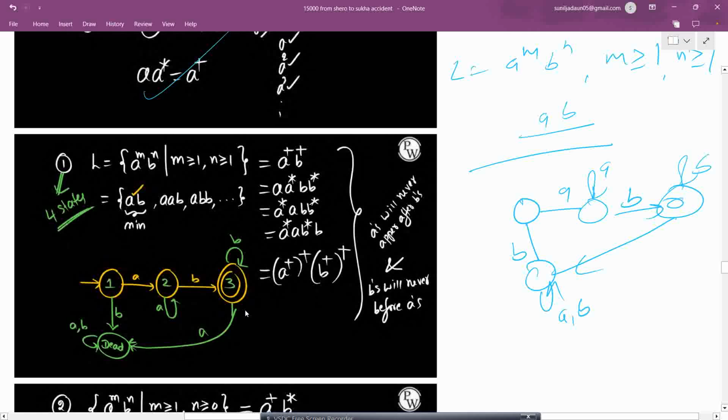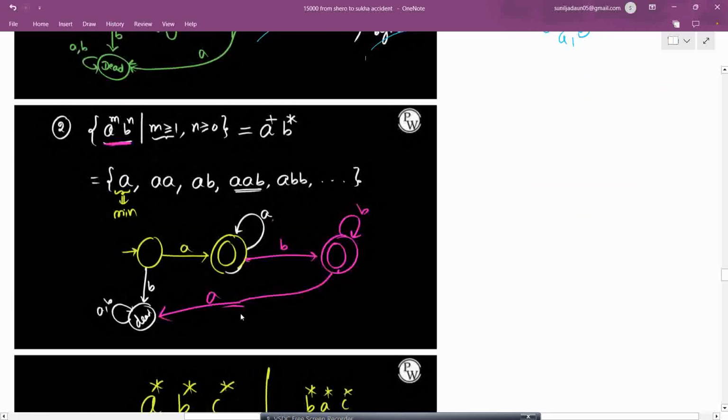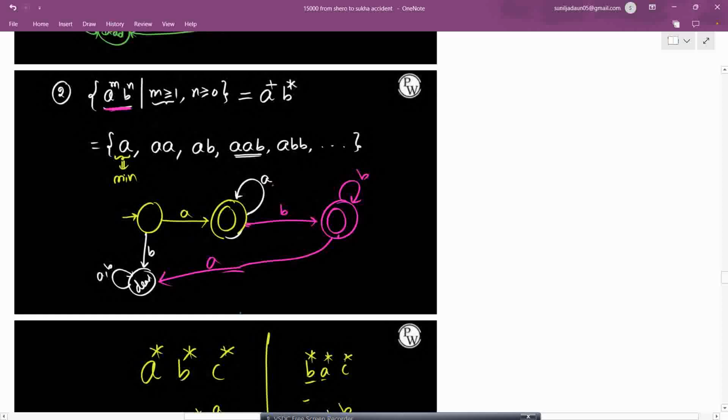So how will we do that? A plus B plus, or we can say A star, B star. We can also do A star A. Also we could do that. B asterisk, and these are different ways to represent this. A will never appear after B's. B will never appear before A's. Right? A to the power n, B to the power n, m is greater than or equal to 1, n is greater than or equal to 0, A plus B asterisk.